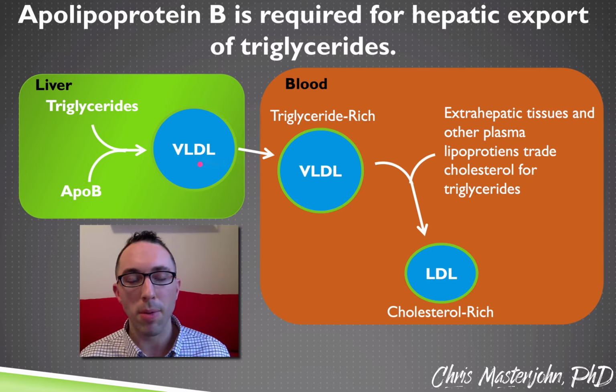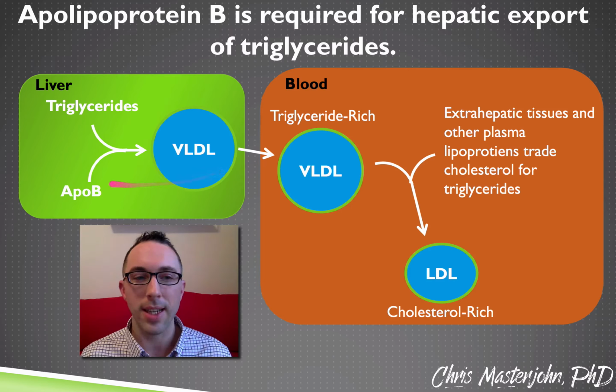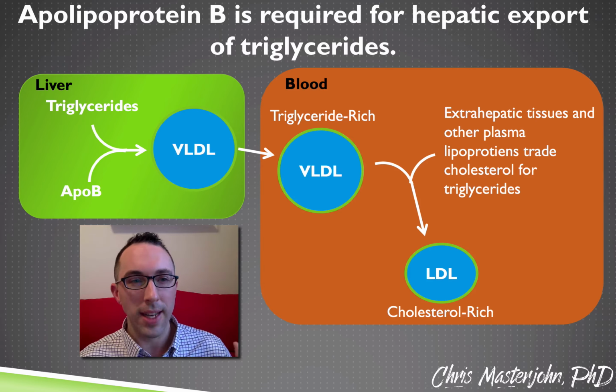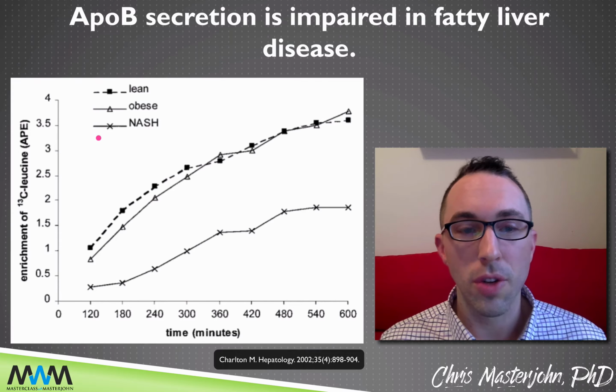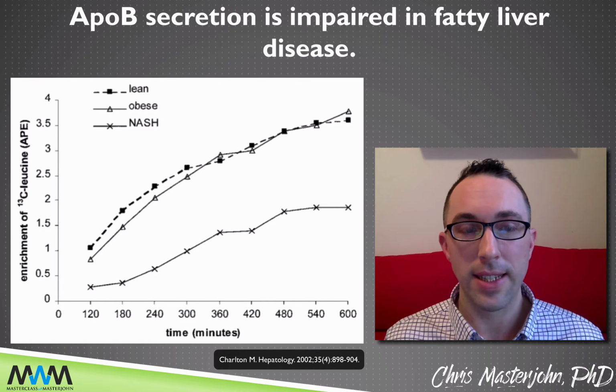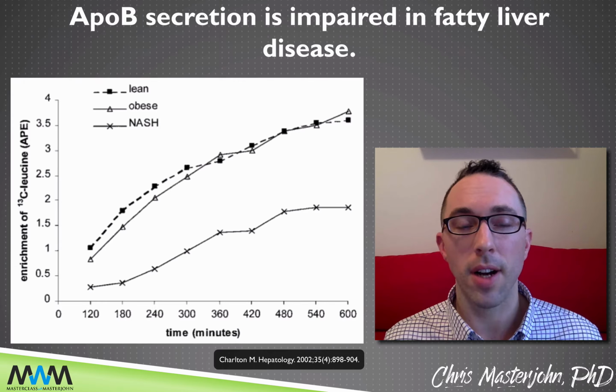But if you have a problem with the export of triglycerides, either because of inadequate ApoB secretion or inadequate choline, then those triglycerides are going to stay in the liver, and suddenly the more triglycerides going into the liver matter because they're not leaving.